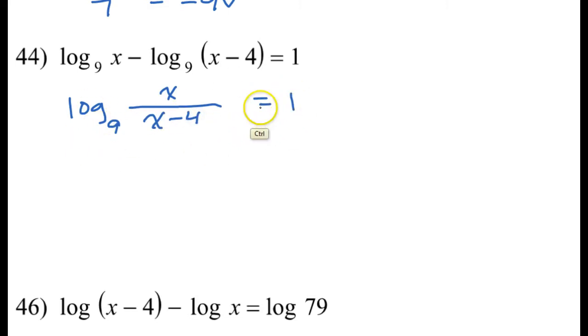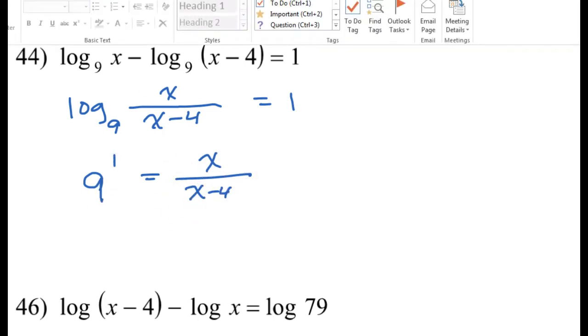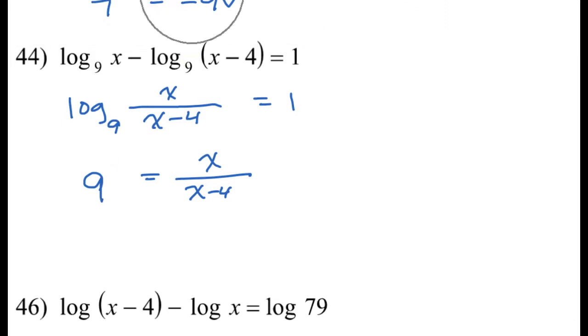Now it's time to rewrite this in exponential form. So I'm going to start with the base, and then everything else is going to switch sides. The 1 is going to come over here as the exponent, and the fraction is going to come to the other side, x over x minus 4. Now, of course, 9 to the 1 power is just 9, so I'm going to immediately erase this 1.